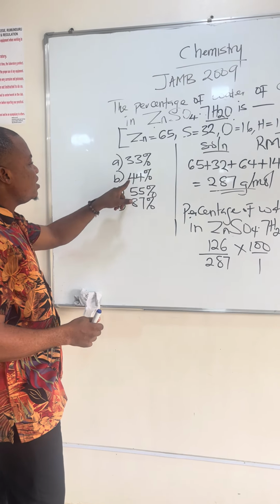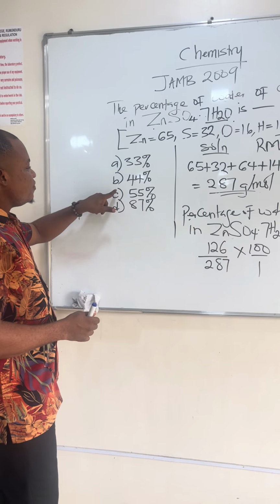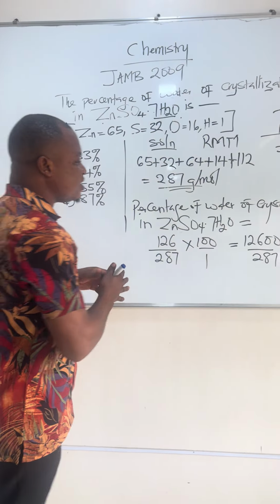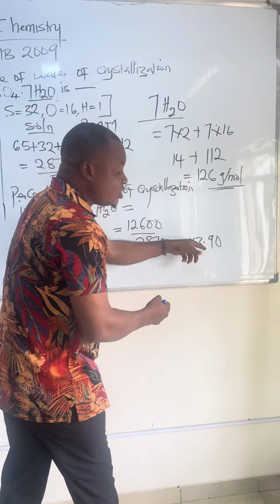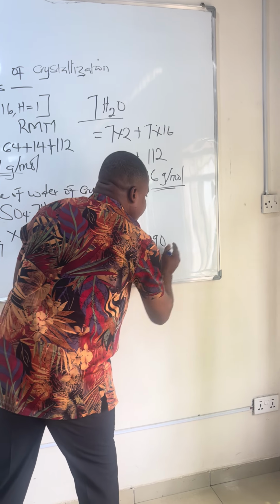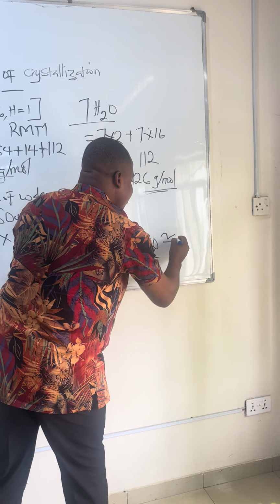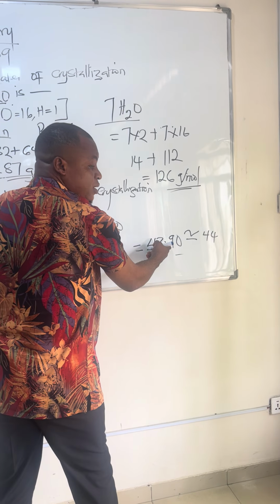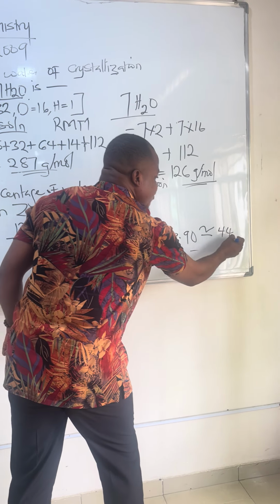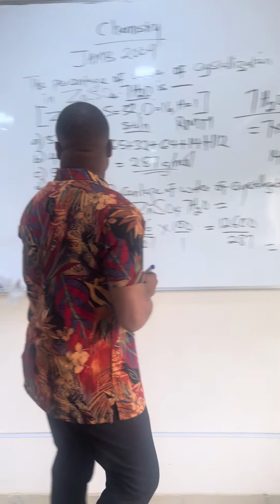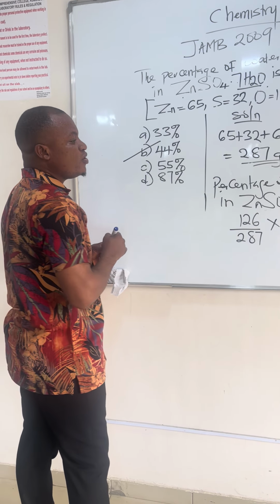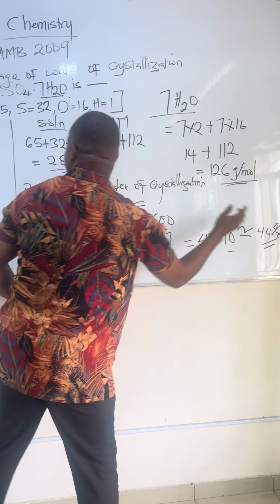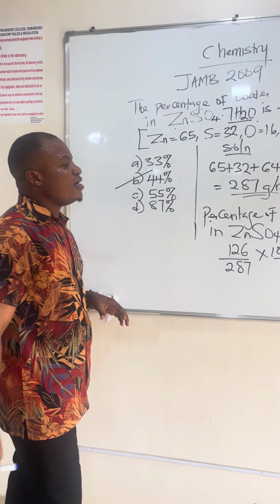A is 33%, B is 44%, C is 55%, D is 87%. So which is close to this? We are going to approximate this. This is approximately equal to 44, because we are rounding up to the nearest whole number, which is 44%. So option B is the correct answer. We have 43.9%, which is approximately equal to 44%. So option B is our answer. Thank you very much.